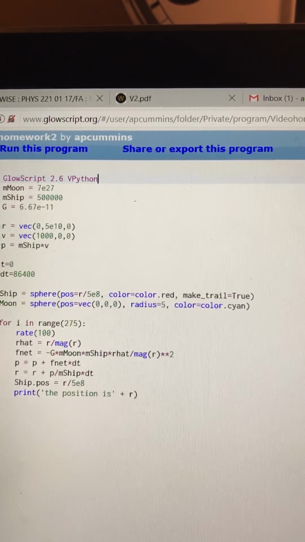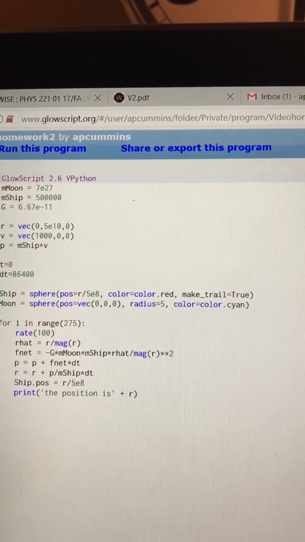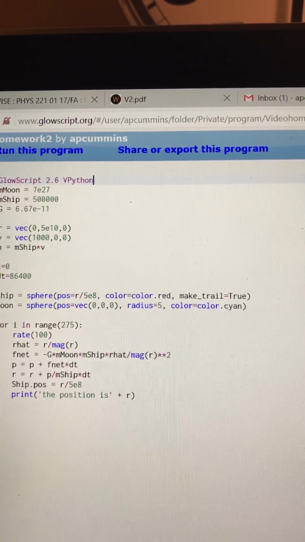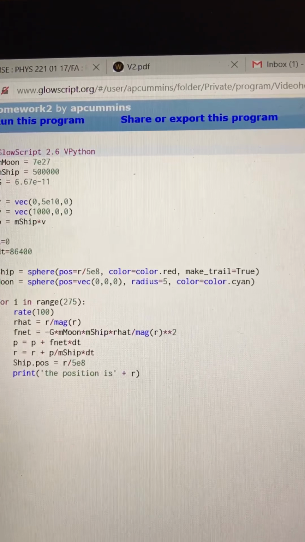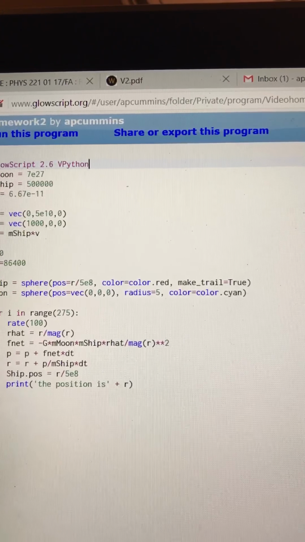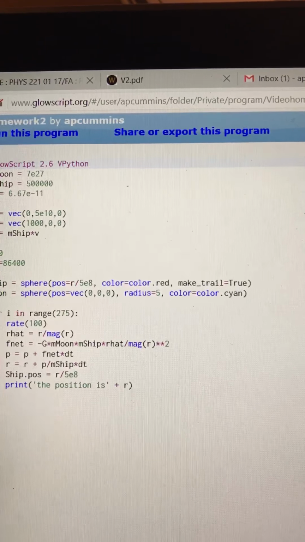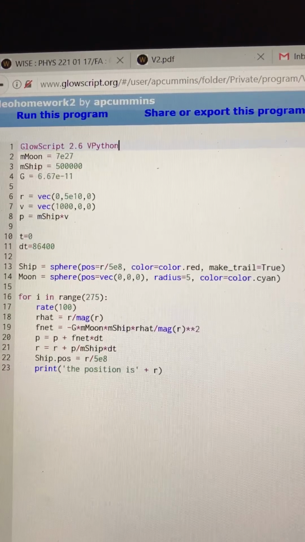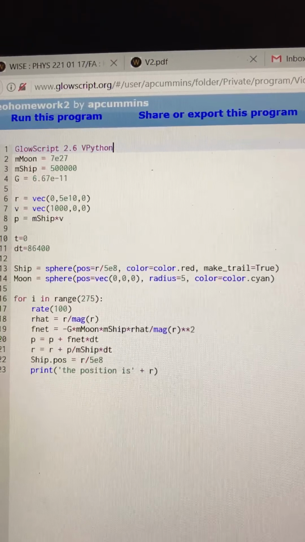And then we calculate our net force, which is the gravity constant times the mass of the moon times mass of the ship times r hat, which is calculated with the equation right above, and then divided by the magnitude of position. Then we calculate our new momentum by adding the initial momentum plus the newly calculated momentum in each iteration. And we get our new position by adding our initial position plus the new position calculated in each iteration.